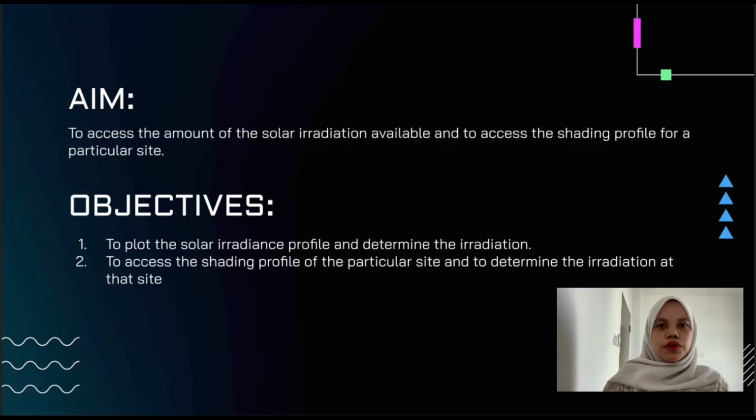The objective of this experiment is to plot the solar irradiance profile and determine the irradiance. The second one is to assess the shading profile and determine the irradiance at the particular site.